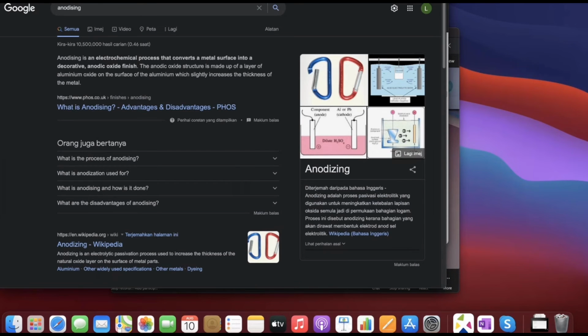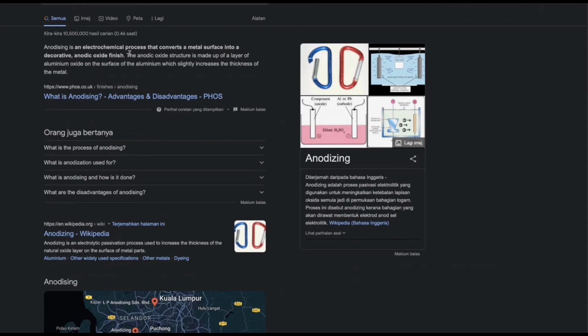So anodizing, as you can see here, is an electrochemical process that converts a metal surface into a decorative anodic oxide finish. The anodic oxide structure is made up of a layer of aluminum oxide on the surface of the aluminum, which slightly increases the thickness of the metal. So what happened is anodizing is where aluminum oxide sticks to the surface of the anode. Okay, so that is anodizing.